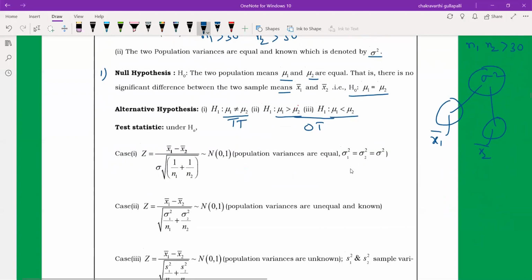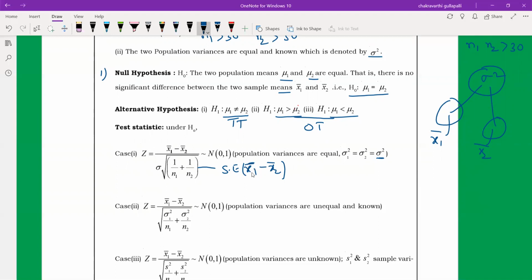Under H0, the test statistic is defined. There are three cases possible. First case, the two population variances are equal: sigma 1 square equal to sigma 2 square equal to sigma square. Z equal to x1 bar minus x2 bar by sigma square root of 1 by n1 plus 1 by n2. This is a defined concept. There is a derivation, but no need to take the derivation. This is the standard error of x1 bar minus x2 bar, the standard deviation of the sampling distribution.